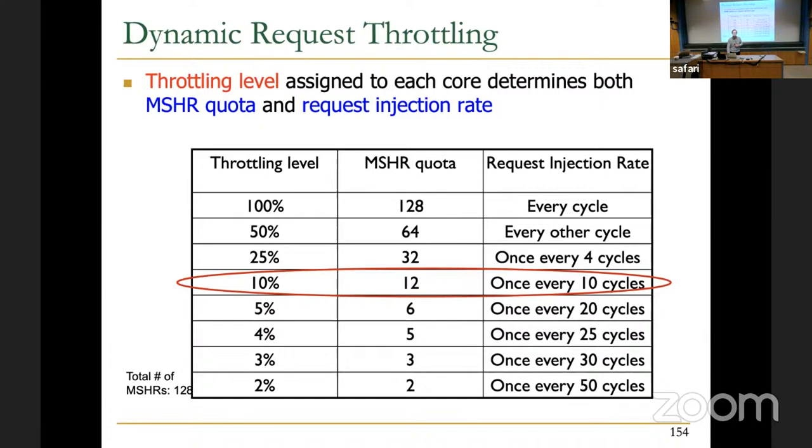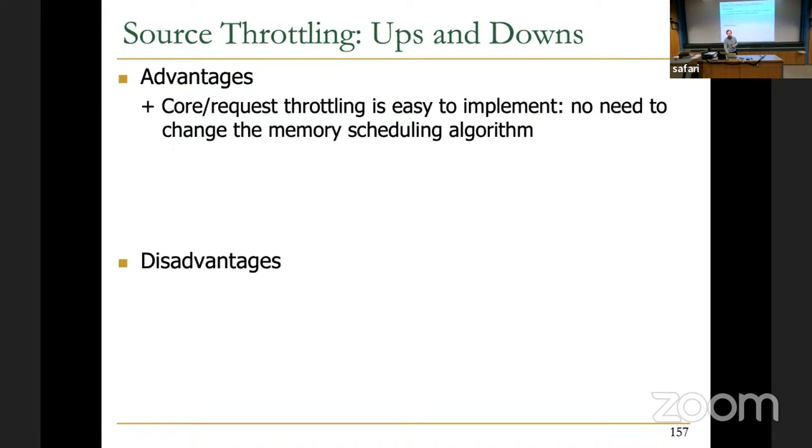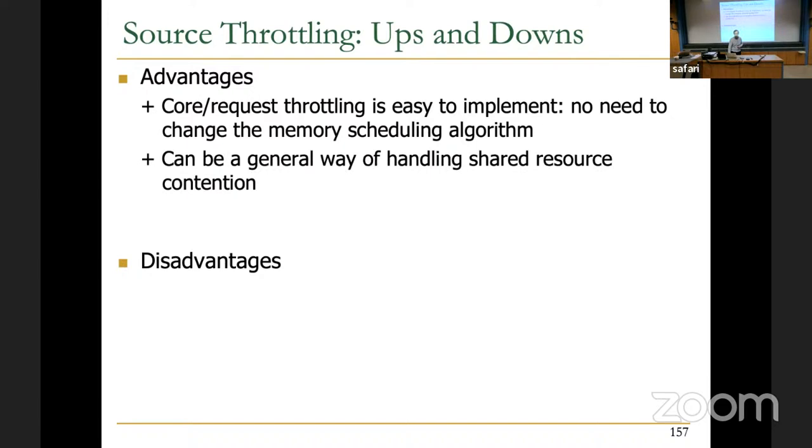Okay, so basically it's easy to implement in one sense because you don't need to change the memory scheduling algorithm and also the cache and also the interconnect. That's a big upside of source throttling. And it can be a general way of handling shared resource contention, as we have seen in the internet.